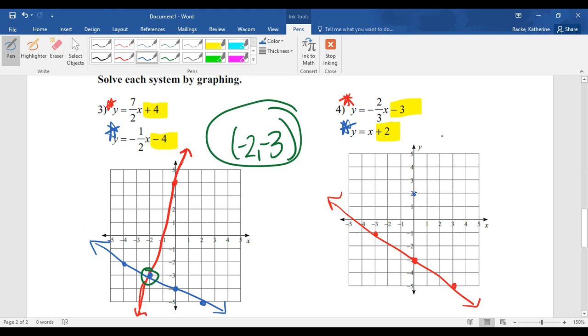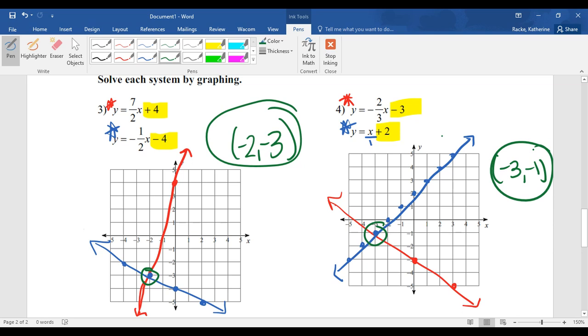So making my point on the y-axis at 2. My slope is x, so over 1, so 1/1. I'm going up 1/1, up 1/1, up 1/1. Going down 1, left 1. There's our point of intersection. So that point of intersection right here would be -3, -1. That would be our answer for 4.